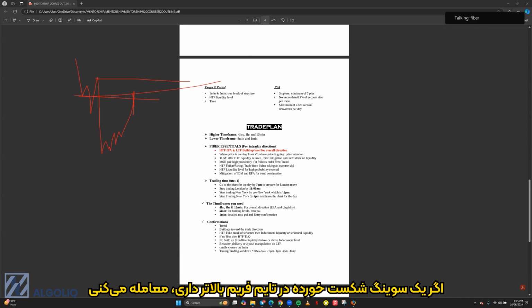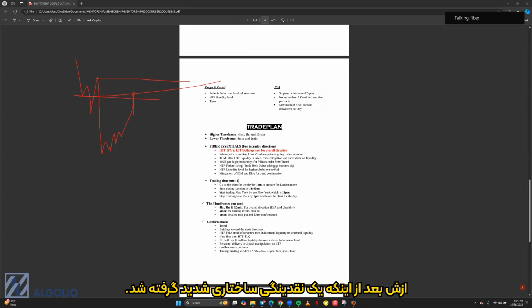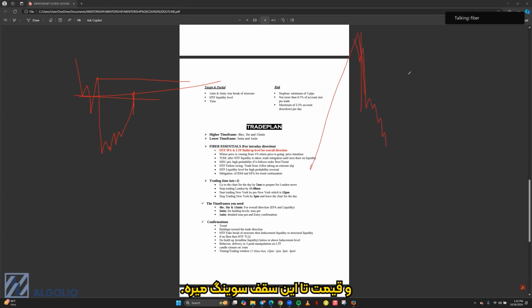If you have a higher time frame failure swing, you trade from it after taking an extreme structural liquidity. If you have a swing point like this, and price goes all the way to this high, takes out the structural liquidity before the extreme high and starts selling, you have to trade from it. That means you trade from it to the downside until you have a liquidity taken at the opposite side.